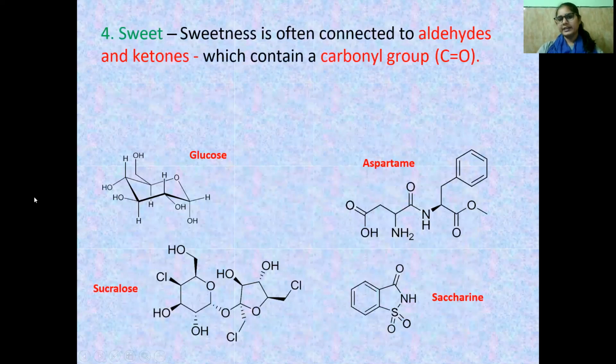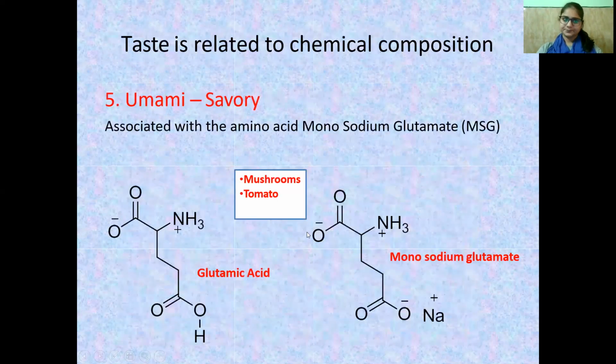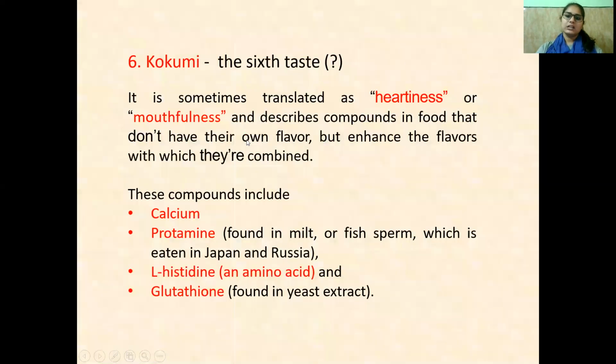Then we have the sweet taste, and sweetness is often connected to aldehydes and ketones, which contain a carbonyl group, C double bond O. Examples are glucose, aspartame, sucralose, and saccharin. Next type of taste is umami, associated with the amino acid monosodium glutamate. Examples are mushrooms and tomatoes. So glutamic acid will also form monosodium glutamate. These two are responsible for the umami taste.